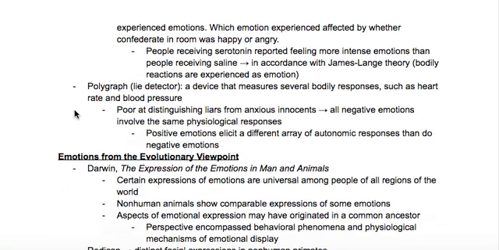A polygraph is a lie detector, which is a device that measures several bodily responses such as heart rate and blood pressure. It's very poor at distinguishing liars from anxious innocents because for the most part, all negative emotions involve the same physiological responses. Positive emotions elicit a different array of autonomic responses than do negative emotions, but they all involve the same physiological responses.